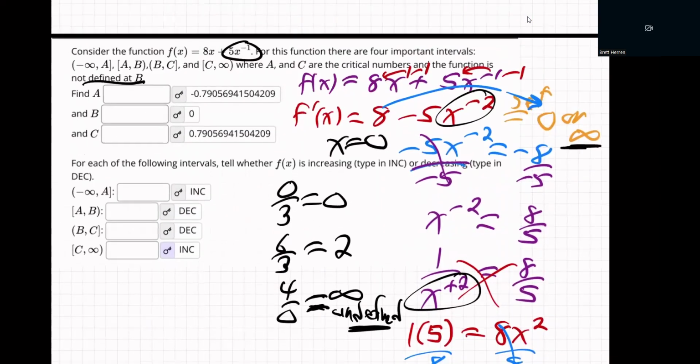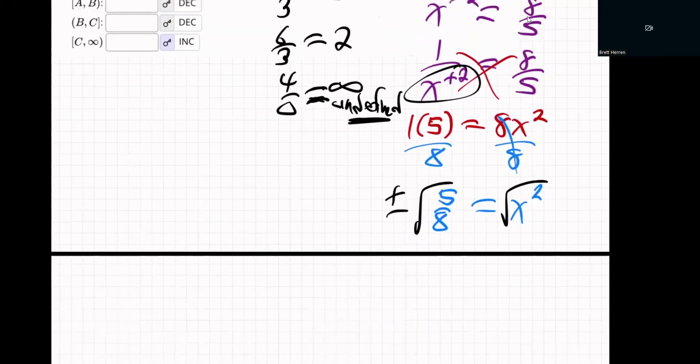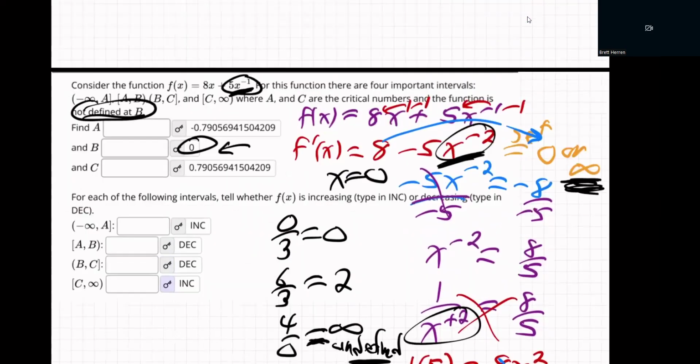So anyway, when they say not defined, that's going to be at 0. Why? Because we have a negative power in the original function. So x equals 0 is going to make infinity. Same thing with the derivative. You just look at the derivative and go, it's got a negative power. So what's going to make an infinity? 0. So either way, x equals 0 is our b in the middle. And we got plus or minus root of 5/8. You hit the buttons on the calculator. So this is minus root of 5/8. This is 0. This is plus root of 5/8. Here we go.